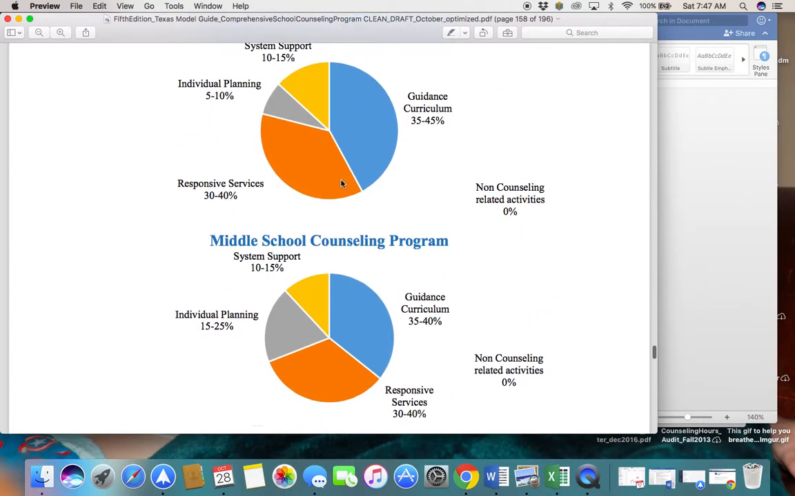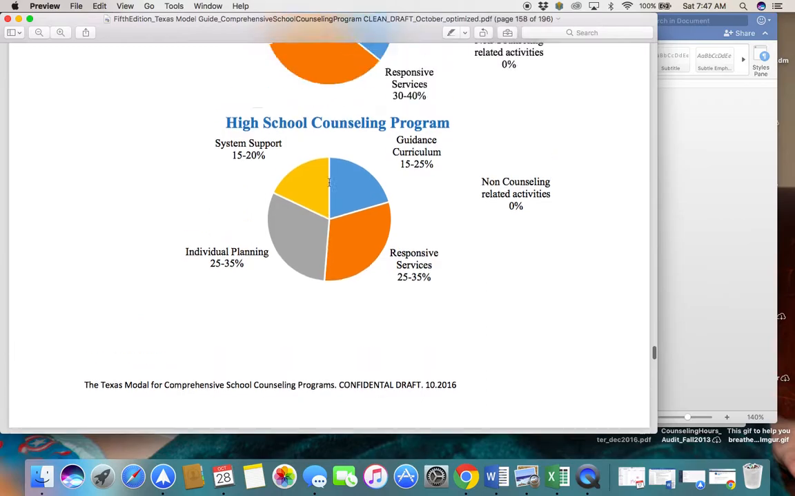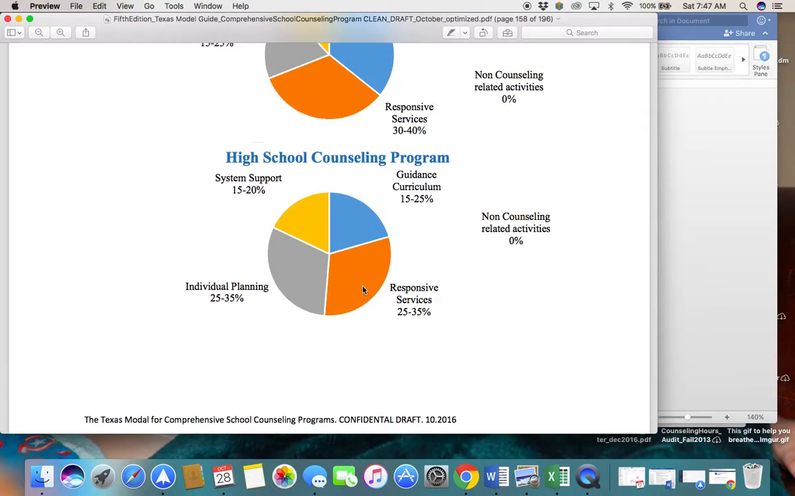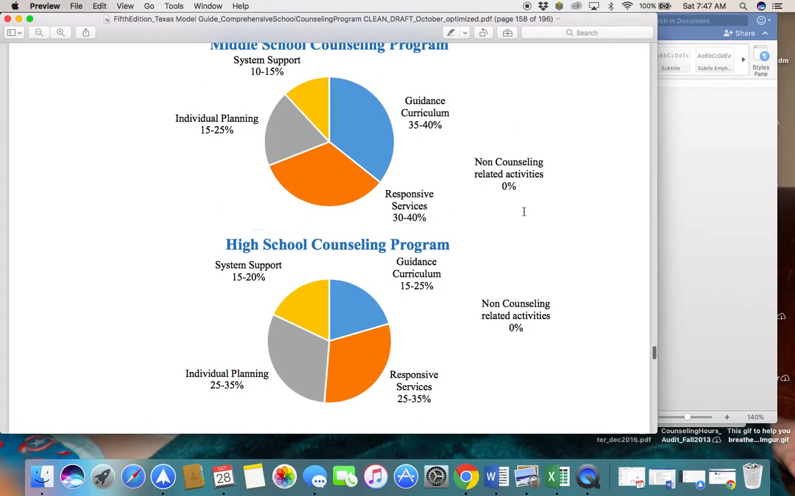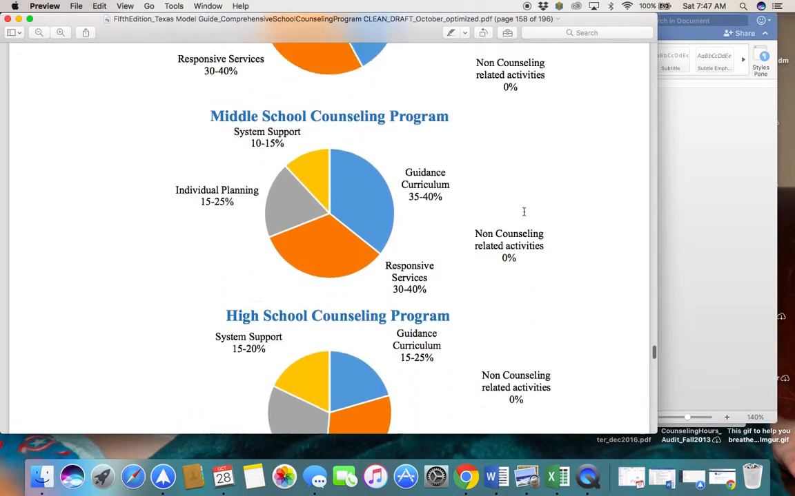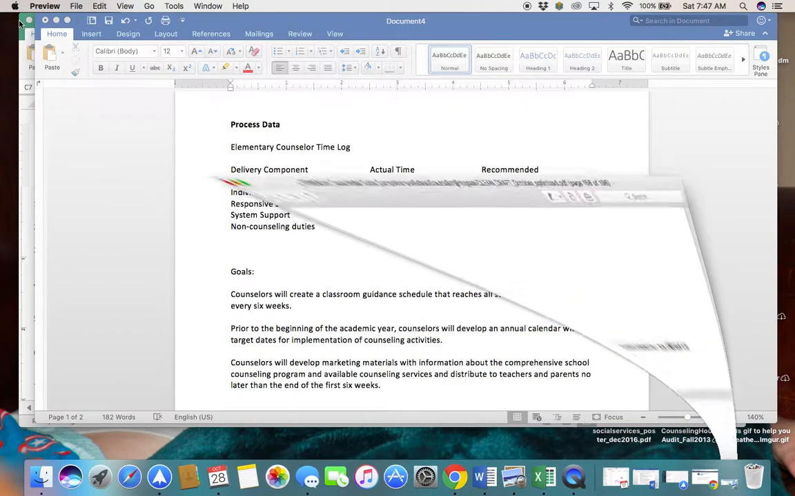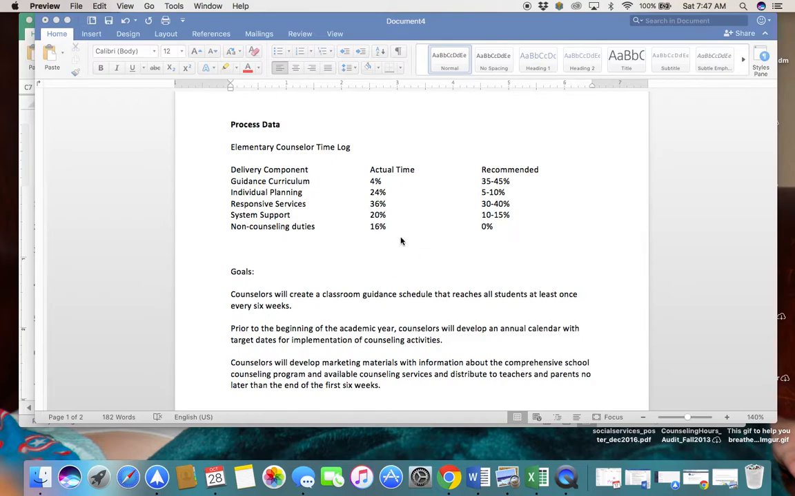Responsive services are about equal at elementary and middle, 30 to 40%. Hopefully by the time we get to high school, we don't need quite as much time spent in responsive services. And look out here at all of the non-counseling related activities: 0%. It's how much time we want to spend in that. So when we look at this process data, we see that we need some improvements. This is a great thing to utilize with your principals to help them see how some roles and responsibilities need to be shifted.